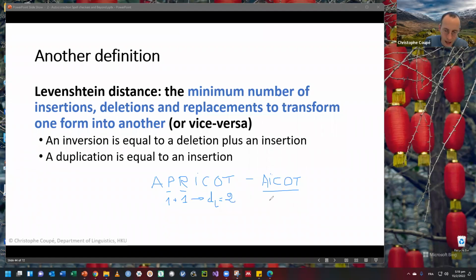Now, if I go the other direction, I start from icot. Then I need to insert a P and I need to insert an R. So the cost of 2 insertions, and each insertion costs me 1. So 1 plus 1 equals 2. So it goes in both directions. The distance between X and Y is the same as the distance between Y and X. Apricot and icot, or icot and apricot. In one case, I have 2 deletions to go from apricot to icot. And in the other case, the reverse case, I need to add 2 letters, 2 insertions. I also get a distance equal to 2. So that's the Levenshtein distance.